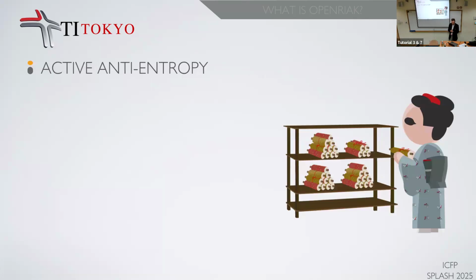Right, other features I should probably mention quickly, active anti-entropy. Who here has heard of things like bit rot? Okay, right. Let's cover that first.